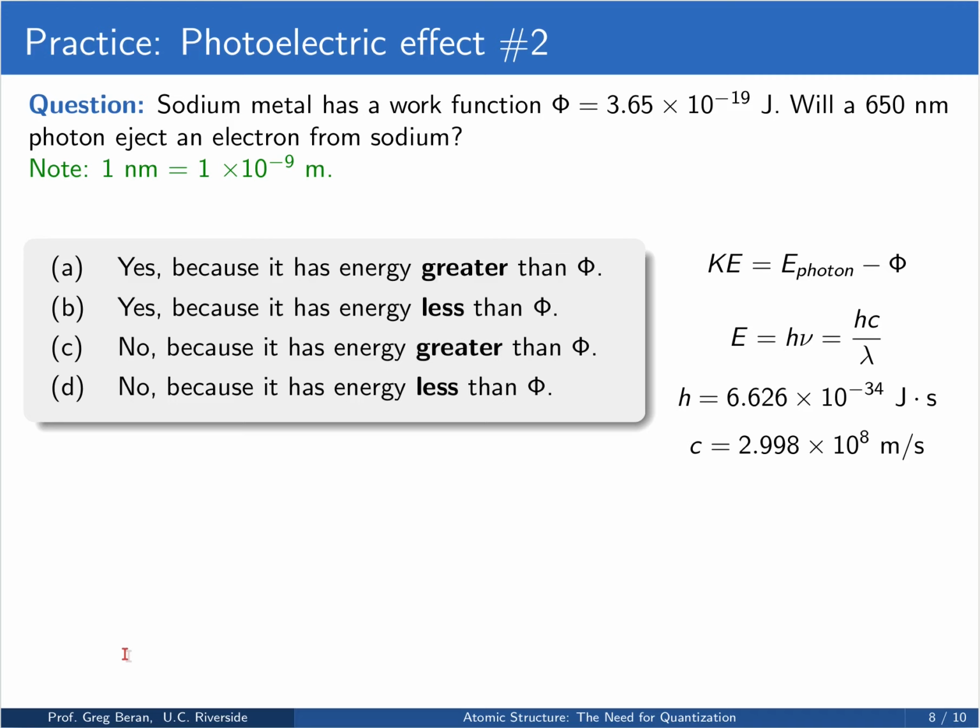Let's try another question. Sodium metal has a work function of 3.65 times 10 to the negative 19th joules. Will a 650 nanometer photon eject an electron from sodium? Go ahead and try and solve this. And again, hit resume when you're ready to hear the solution.